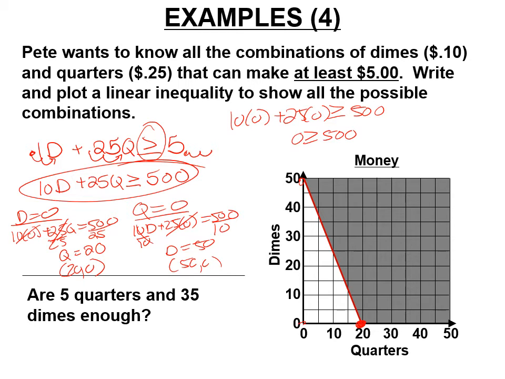Okay, so let's see, are 5 quarters and 35 dimes enough to make $5, right? We're at least $5, so 5 quarters would be right here, and 35 dimes. Looks like no, that would be no. According to the graph, it's just below the line, and again, you could use either inequality, the one with decimals in it or not, to check if that is in fact true.